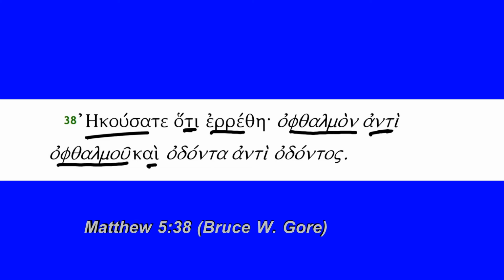Kai, the connective. And then odonta. This is from odous. It means a tooth. Of course, the word dental is distantly derived from this. Odonta, again in the accusative, a tooth. Anti, in place of odontos, in the genitive, a tooth. There probably was originally some expectation that this rule would be applied rather literally.